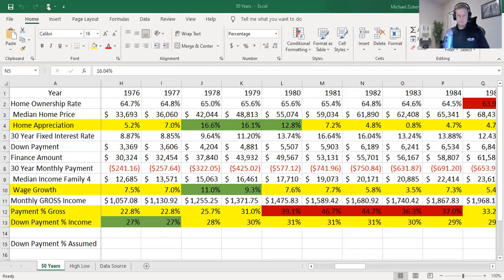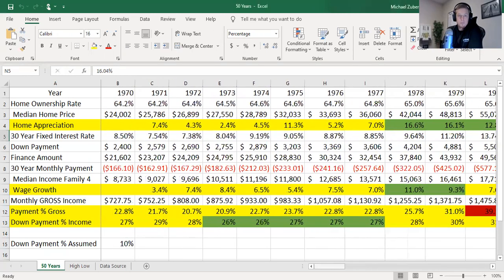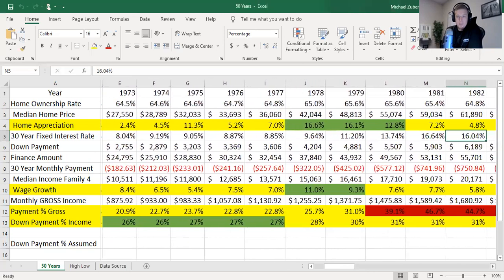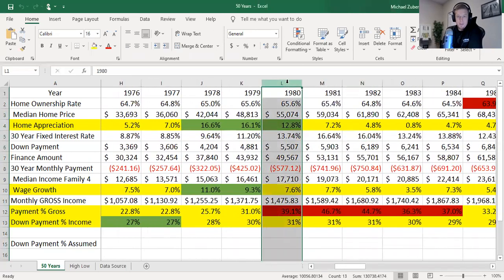Let me make this a little smaller. So let me give you a lay of the land. And again, this goes from 1970 to 2020. So we'll go through, what year were you born? 1980. Oh, damn, you're a baby. Just a pup. So 1980. So again, this goes for every year in between.